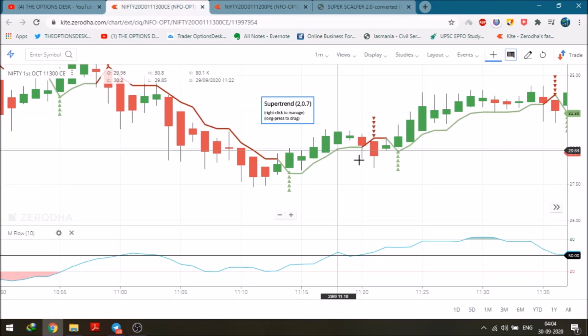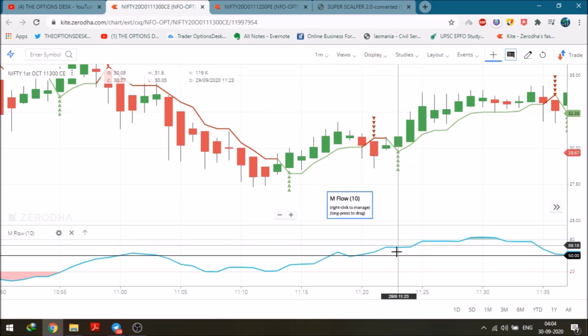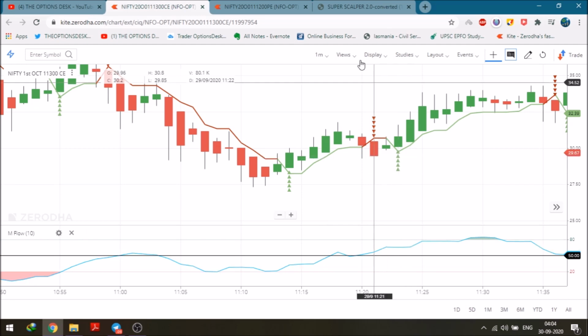Just hold on. Then I took an entry at this particular candlestick. Why? Super trend has changed into green. MFI is also well above 50. So I took an entry.